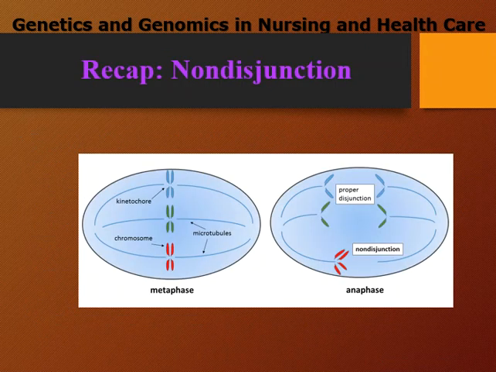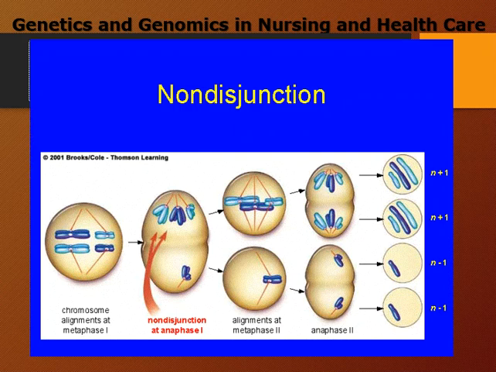And so here's a recap on non-disjunction. Remember in metaphase, they all line up on the equator, and then they pull apart. They should pull apart equally with an equal number on both sides. In this case, that did not happen, and so certainly you're going to have a difference in the genetic material, or the chromosomal number. So here's another picture of non-disjunction. You certainly end up with some daughter cells that have fewer chromosomes and some that have more chromosomes when they don't split apart evenly. Okay, and I think that wraps up part 1.